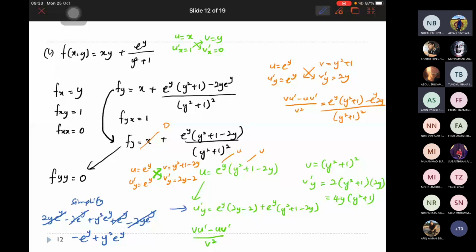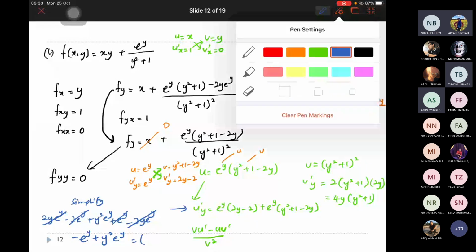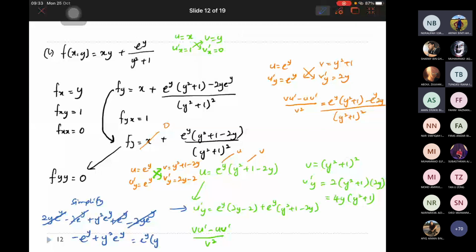So dapat that is exponential y. Kita boleh keluarkan exponential y, y squared tolak 1. So yang ini u prime ni sebenarnya sama dengan exponential y, y squared tolak 1. U prime y. So darab silang yang ini. Ada yang dapat tak apa jawapan akhir?